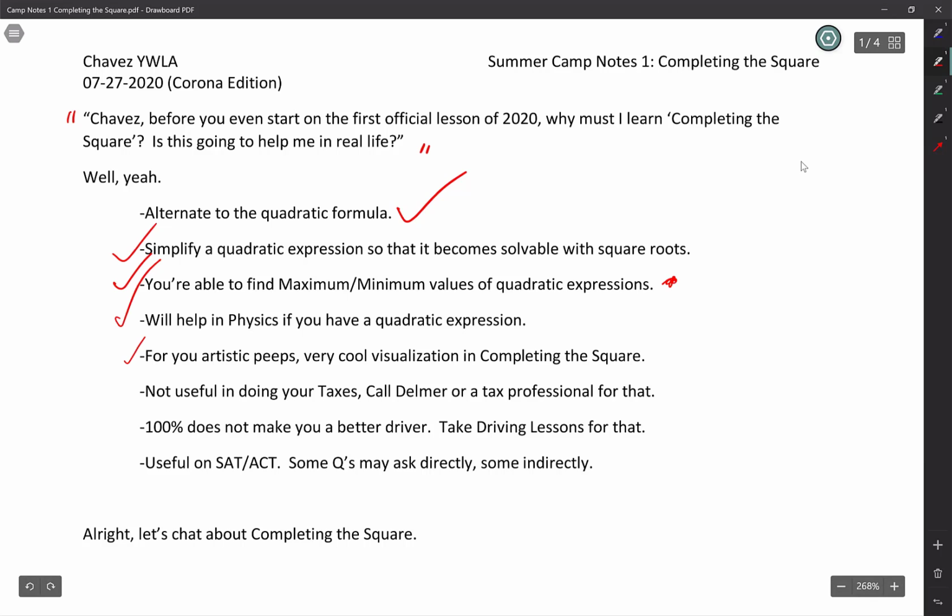There's a very cool visualization of completing the square. Maybe Google it and see if you can find it. If not, maybe we'll do that activity sometime in the future.